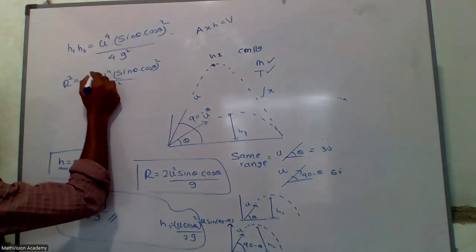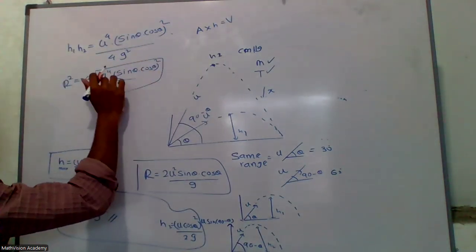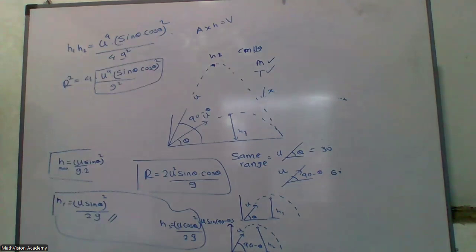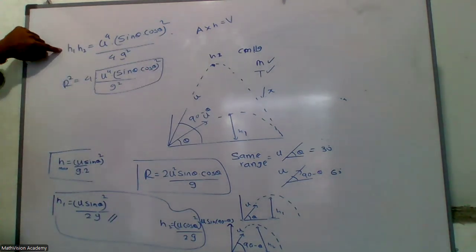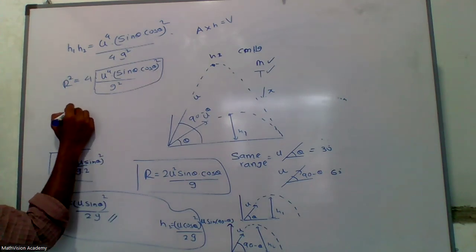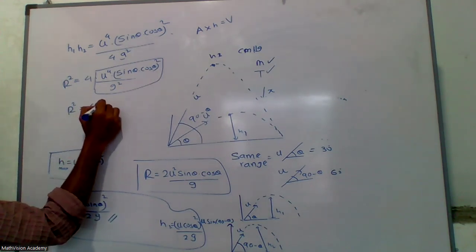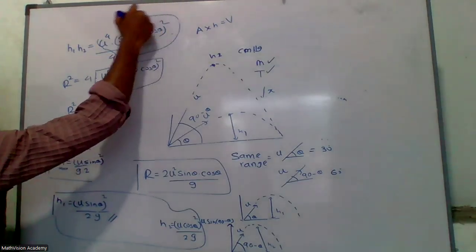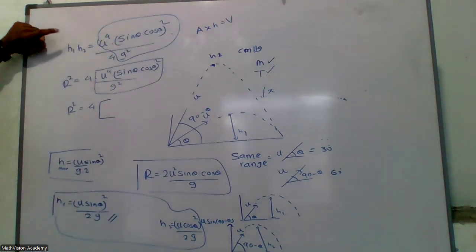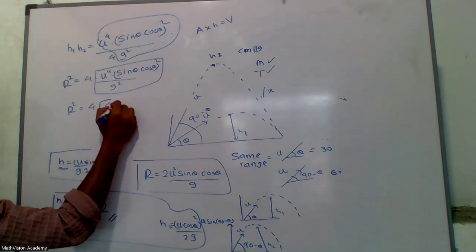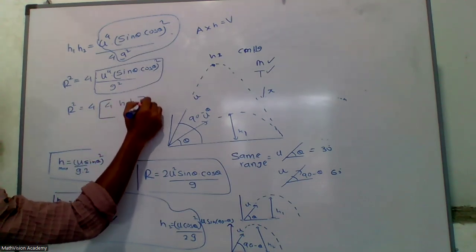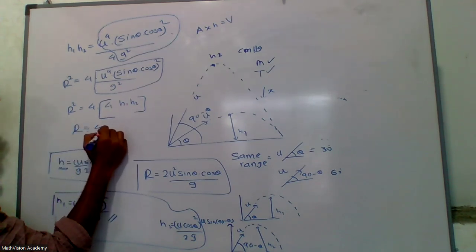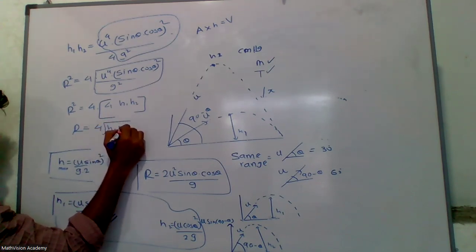So you should understand, instead of this part, u to the power 4, (sin theta cos theta) whole thing squared, g squared, I can substitute 4 times h1 h2. So r squared is equal to 4. Instead of this part, now see, this part is only present. So this 4 has to be sent to the other side. It is 4 times h1 h2. So my final answer is r is equal to 4 square root of h1 h2.